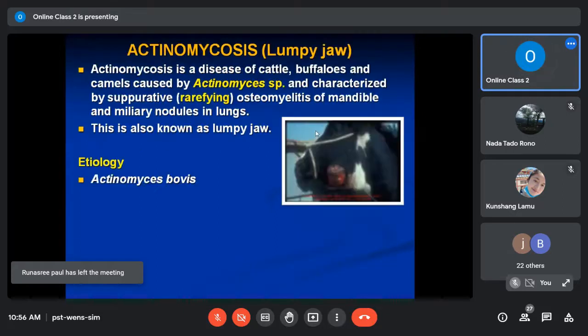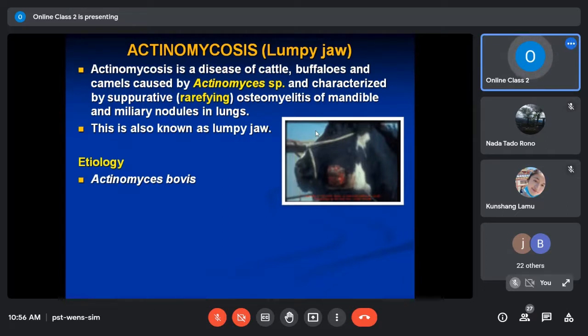Okay, then lastly for today, actinomycosis. It is commonly known by the synonym lumpy jaw. As in the case of actinobacillosis, this organism also remains as a normal inhabitant in healthy animals. But when they have some abrasion or traumatic injuries in the mouth cavity, it may gain entry, show a flare-up and take up the pathogenic role, right?